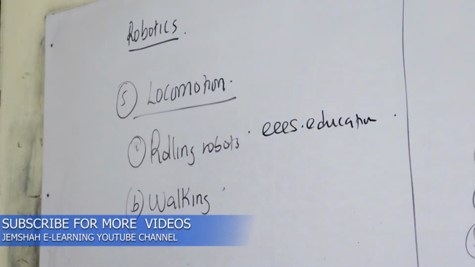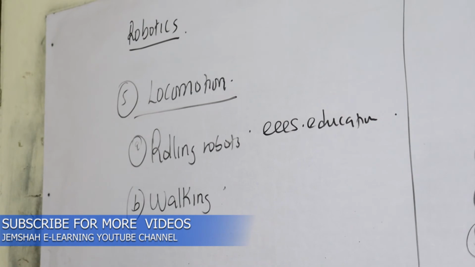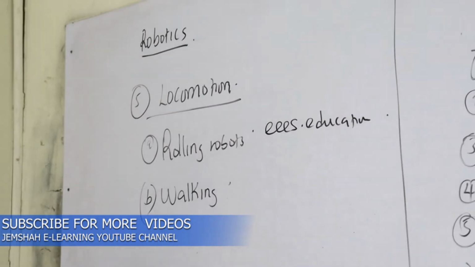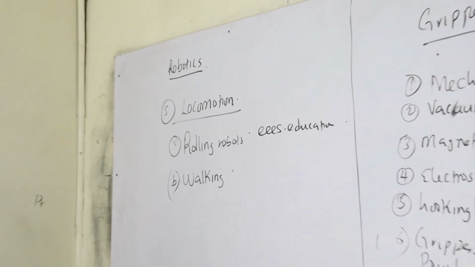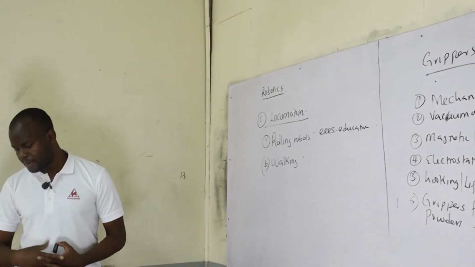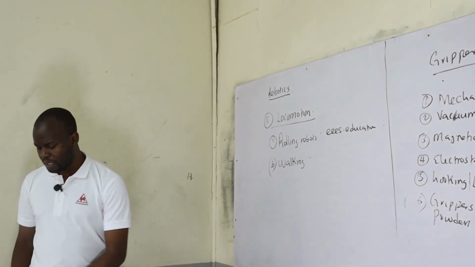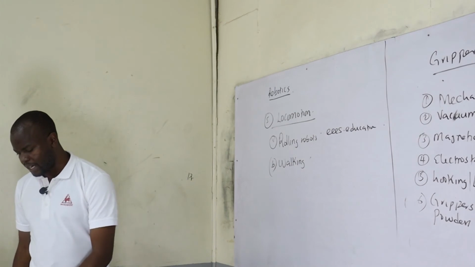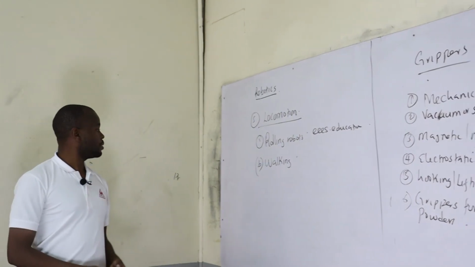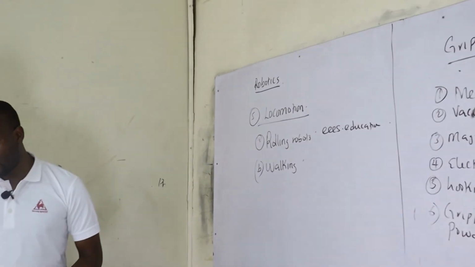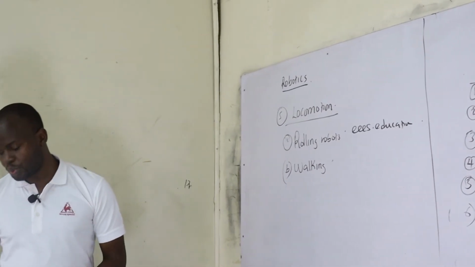Other methods of locomotion that we can talk about include flying. We can talk about flying robots. We can talk about snaking robots that can be used to navigate in confined places. You can also talk about skating. You can also talk about climbing robots as well. Also, you can talk about swimming robots. Those are just some ways by which the robots are able to move.